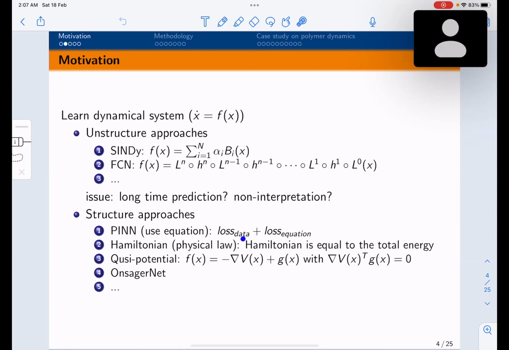For the structured approach, for example the physics-informed neural network from the Crunch Group, there is the data loss, and the equation is also used in the loss function, because there is a physical loss in this equation. Another is the Hamiltonian neural network, which also adds the physical law of energy conservation in the loss function. The third is the quasi-potential, which separates F into two terms, the minus gradient V part plus the G part, where gradient V and G are orthogonal. I will introduce the orthogonal method later.